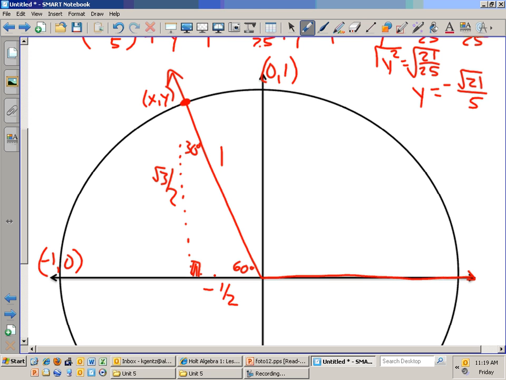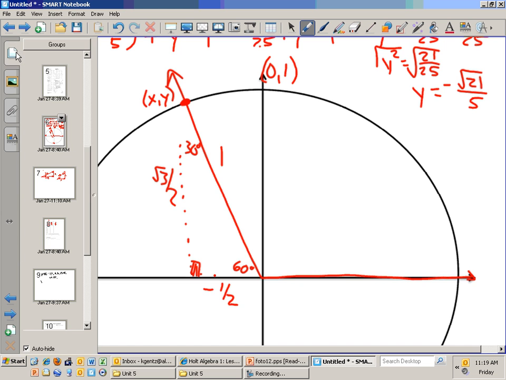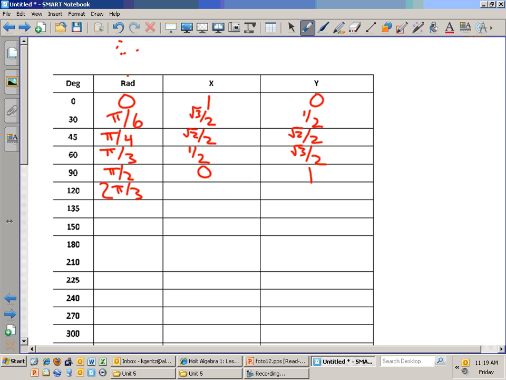So in the third quadrant, both values will be negative. In the second quadrant, the x values are negative, the y values are positive. So as you look right now, as I go back to here, I have 2 pi over 3. That makes x negative 1/2. Very good. And y? Square root of 3 over 2.